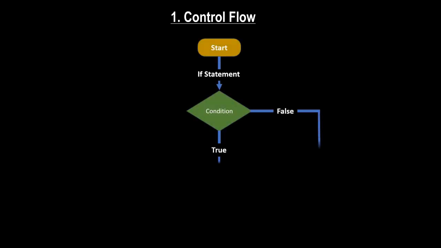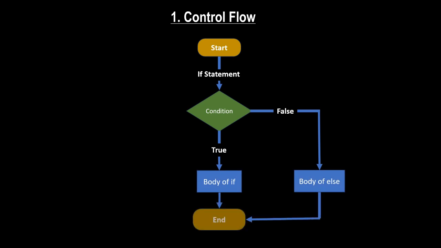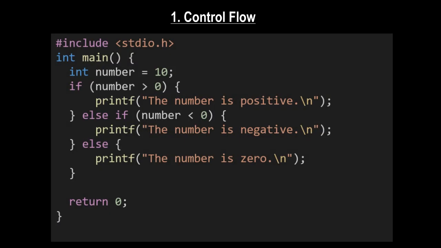Let's get started. First up, control flow. In C, control flow statements determine the order in which instructions are executed. The most common control flow statements are if and else. Let's look at an example. Here, the program checks if the number is positive, negative, or 0 and prints the corresponding message.